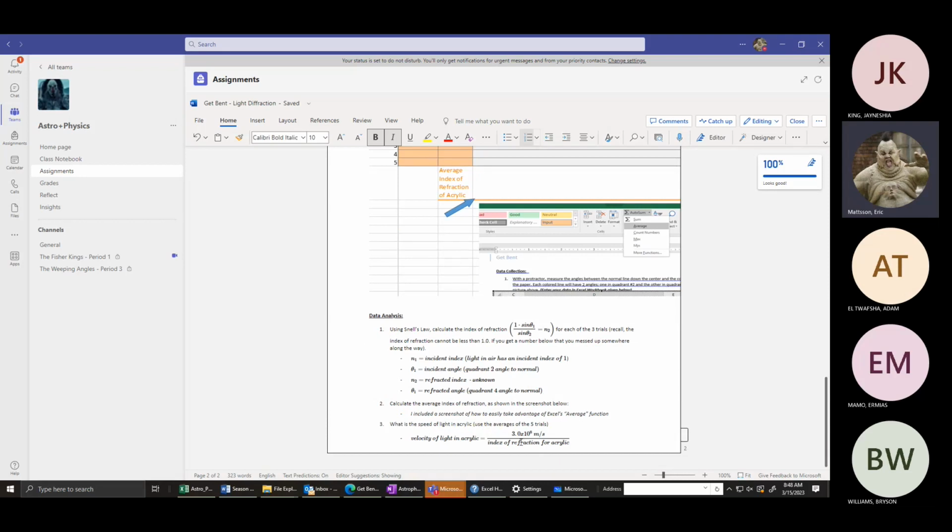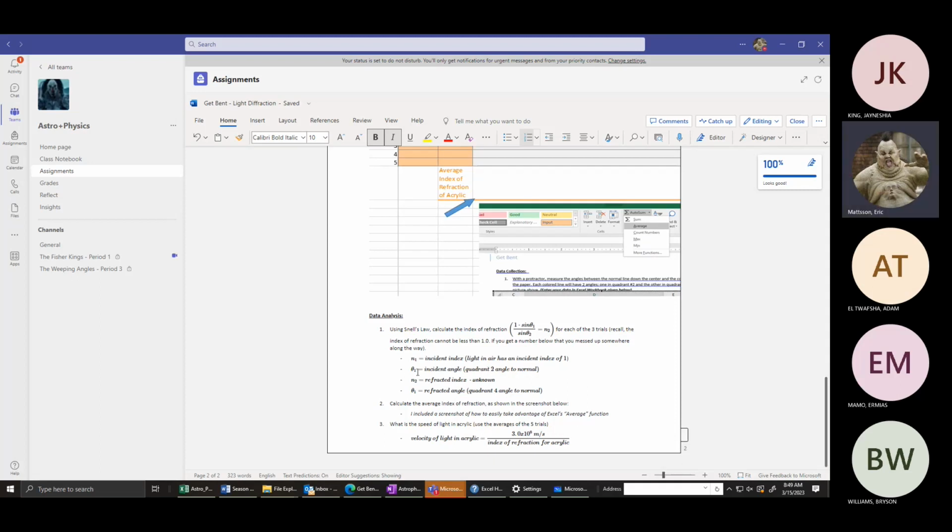And then the last thing you do is we just want to calculate how fast the light is moving in the acrylic, and that's the equation for that. So you just take the speed of light in air. So in regular air, light travels at 3 × 10⁸ meters per second. So we just take this number divided by whatever this average is here, and that will be the velocity of light within the acrylic.